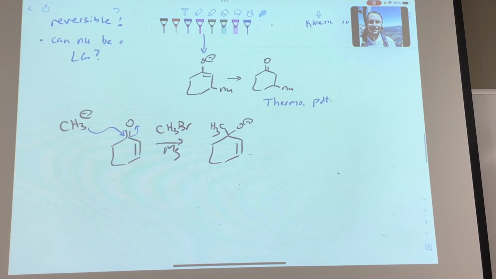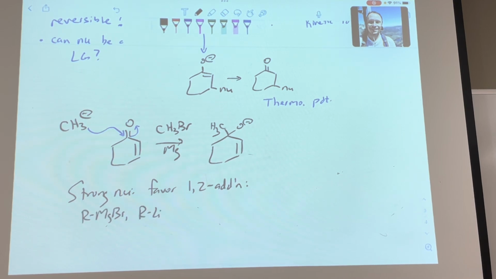So, generally speaking, what we're going to see is that very strong nucleophiles favor 1,2 addition. So these are going to be things like your typical strong nucleophiles: Grignards, alkyl lithiums, hydroxide, alkoxide, LAH, all of these types of things.